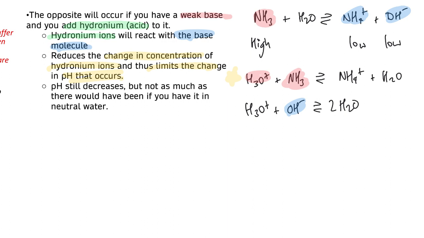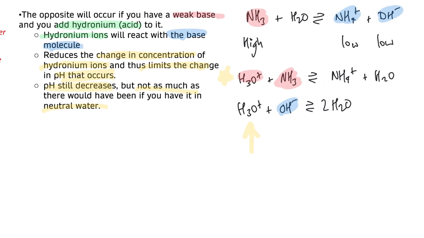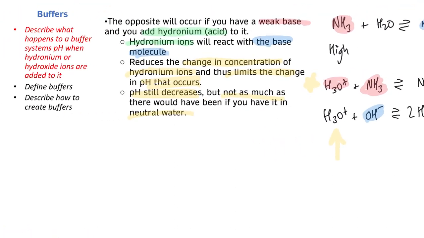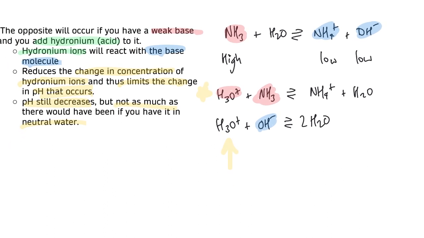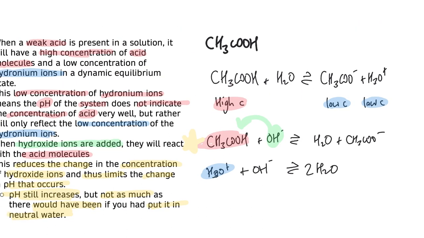pH. So if you added in 100 of these H3O pluses, some of them would react and then go away, and therefore there would be a small change in the pH. Again, it would still decrease this time, not increase, but not as much as if you had added it into neutral water. So that's the idea when you add something to a system with a weak base or a weak acid. So then, what do you do?